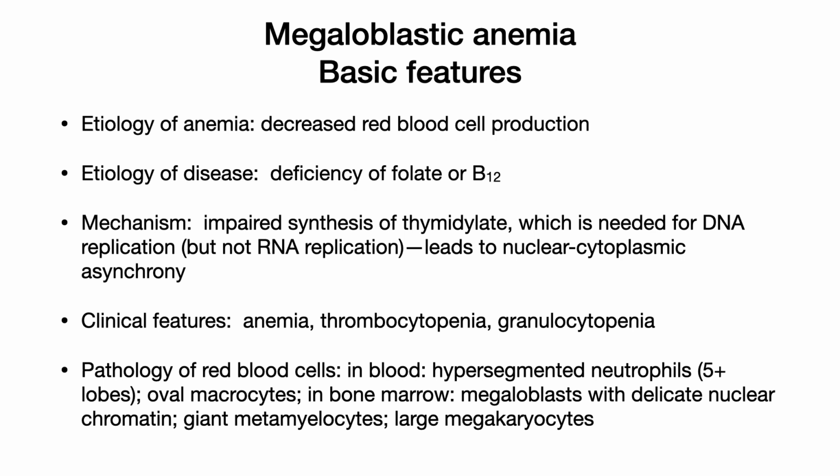So the pathology is very classic. In the blood, you see hypersegmented neutrophils. They will have 5 or more lobes. You can see oval macrocytes, the increased size. And then in the bone marrow, obviously, you can see megaloblasts, so enlarged red blood cell precursors. You can see giant metamyelocytes and large megakaryocytes, which goes along with the fact that you can have not only anemia, but also thrombocytopenia and granulocytopenia.